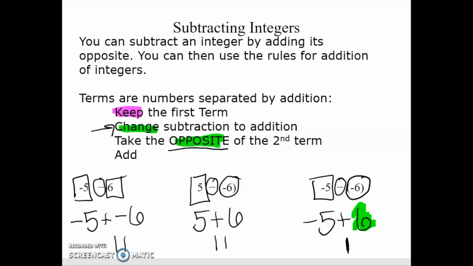So you can do either strategy. Again, you can do keep, change, change. That just turns everything into addition, and then you just are relying on the rules that we had learned previously. Or you can look at terms. Either strategy is fine, so when you're doing your practice problems, use the strategy that works best for you.